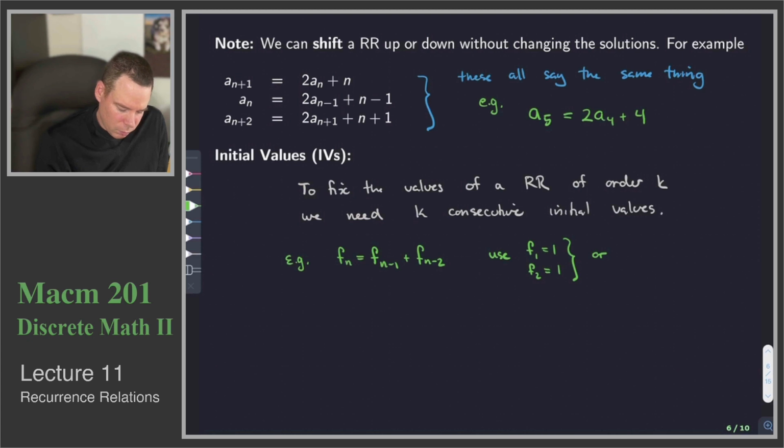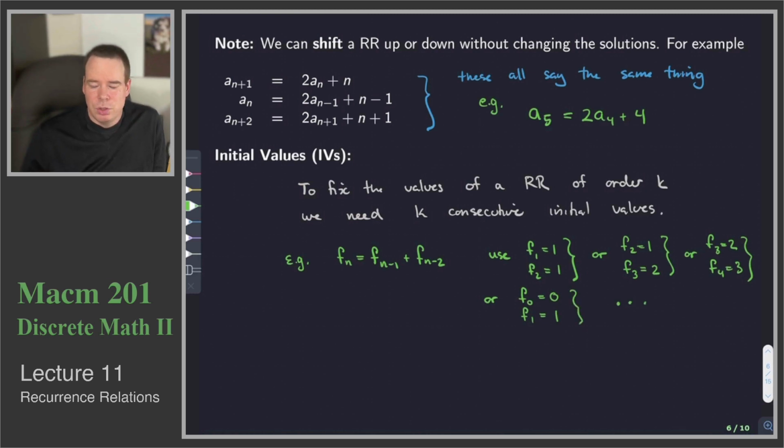Or we could use f sub 2 equals 1, f sub 3 equals 2. That would produce the same sequence. Or we could use f sub 3 equals 2 and f sub 4 equals 3. Or we could even go back a little bit. We could say f of 0 is 0 and f sub 1 is 1. So as long as we had 2 consecutive values, we can get the rest in the sequence.